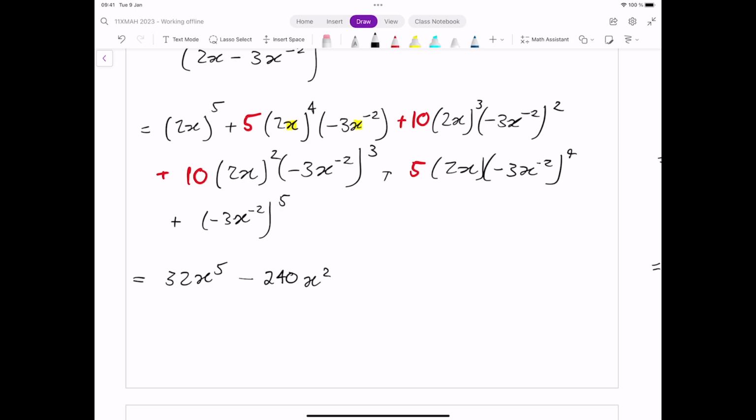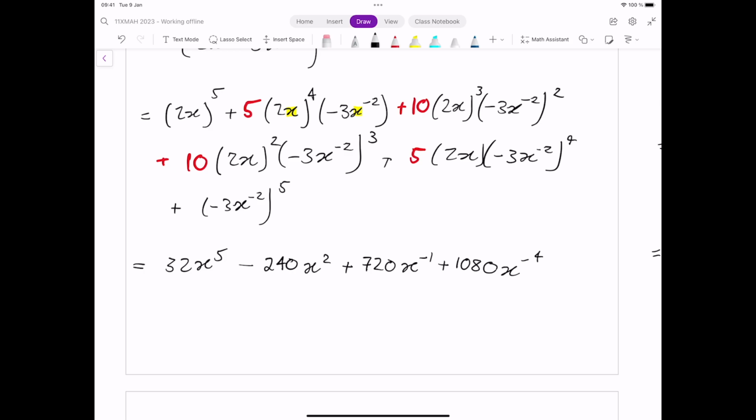Plus, we're doing our numbers first. 10 times 2 to the power of 3 times by 3 squared is 720, so plus 720. Now we've got an x cubed and an x to the power of minus 4, because 2 minus 2 times 2 is minus 4. So 3 minus 4 is x to the minus 1. Let's do our numbers first. 10 times 2 squared times by 3 to the power of 3 is 1080, plus 1080. We've got an x squared and then a minus 6. So we get x to the power of minus 4.